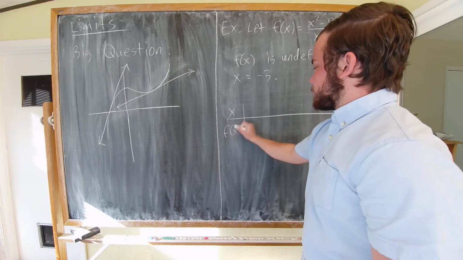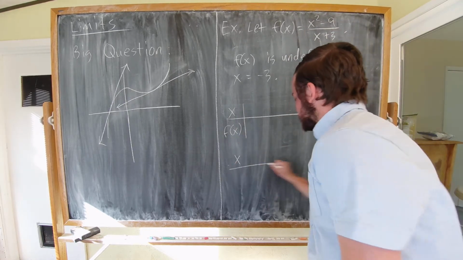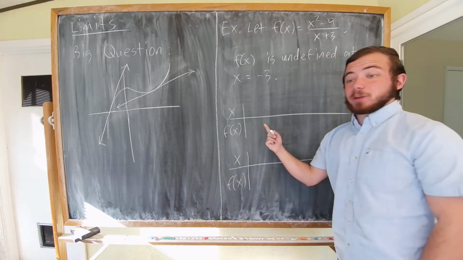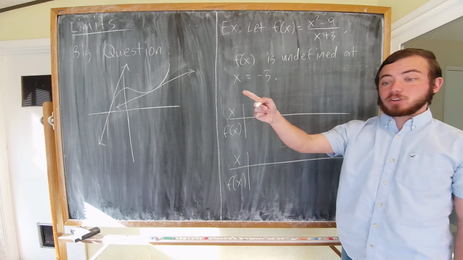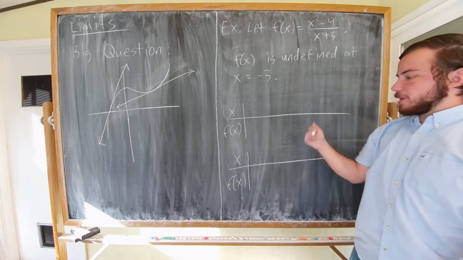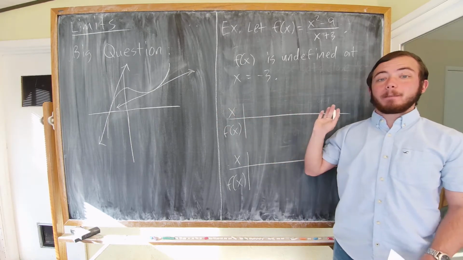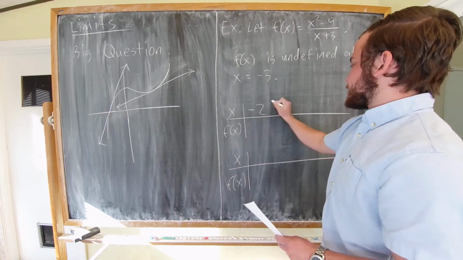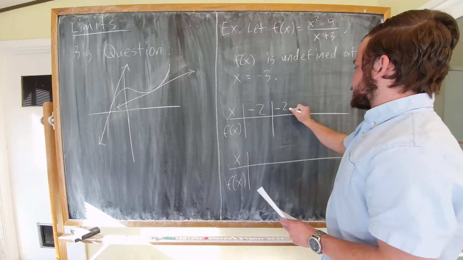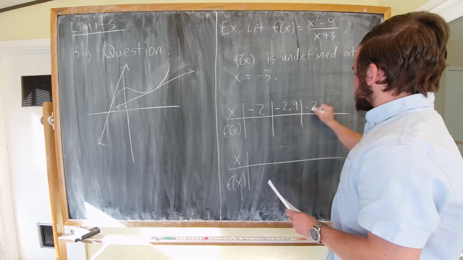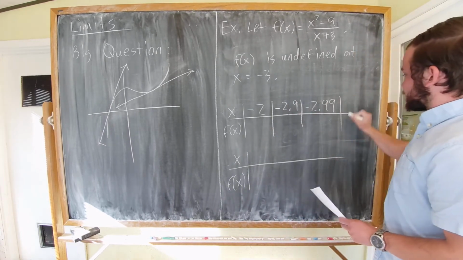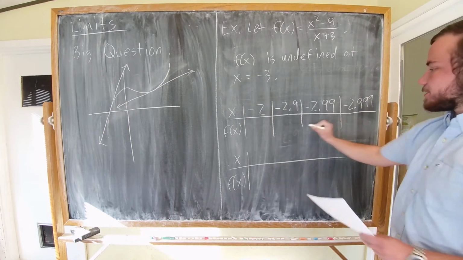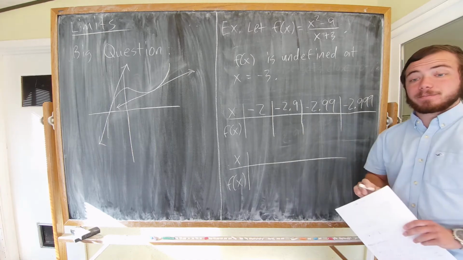So I'm going to make two tables. I'm going to make the table for as x gets really, really close to negative 3 from the left, so from below negative 3. And I'm going to make one for as it approaches from the right, so above negative 3. I guess let's do the one from the right first. Yeah, why not? 3 decimal places for good measure.